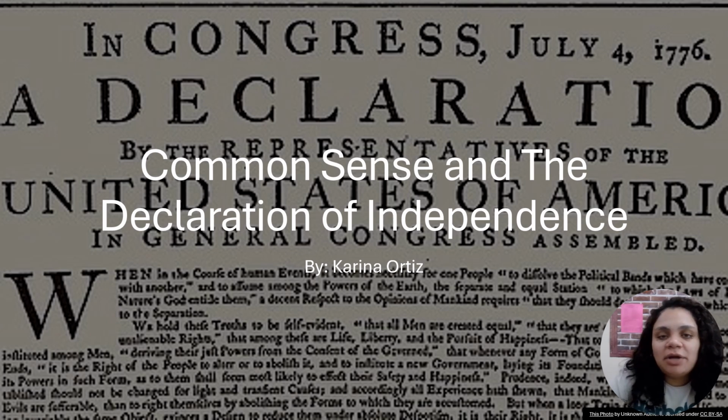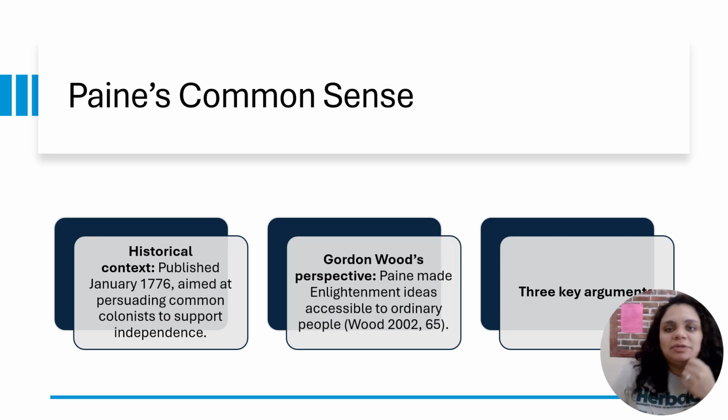Paine writes to inspire immediate revolutionary action using passionate rhetoric and moral appeals, while Jefferson crafts a formal legal argument based on Enlightenment principles and the social contract. In this presentation, I'll analyze three key arguments from each work and compare how they make the case for independence. Let's start with Thomas Paine.